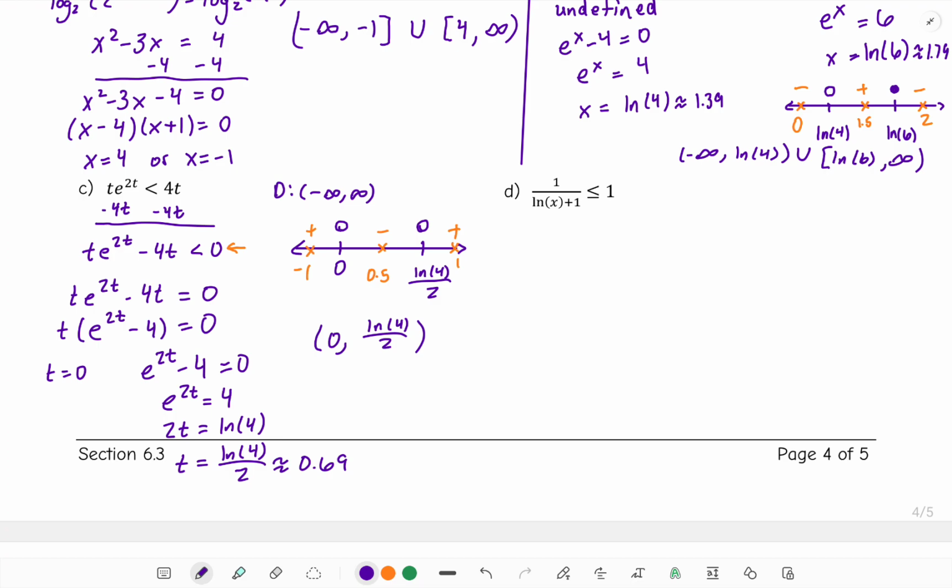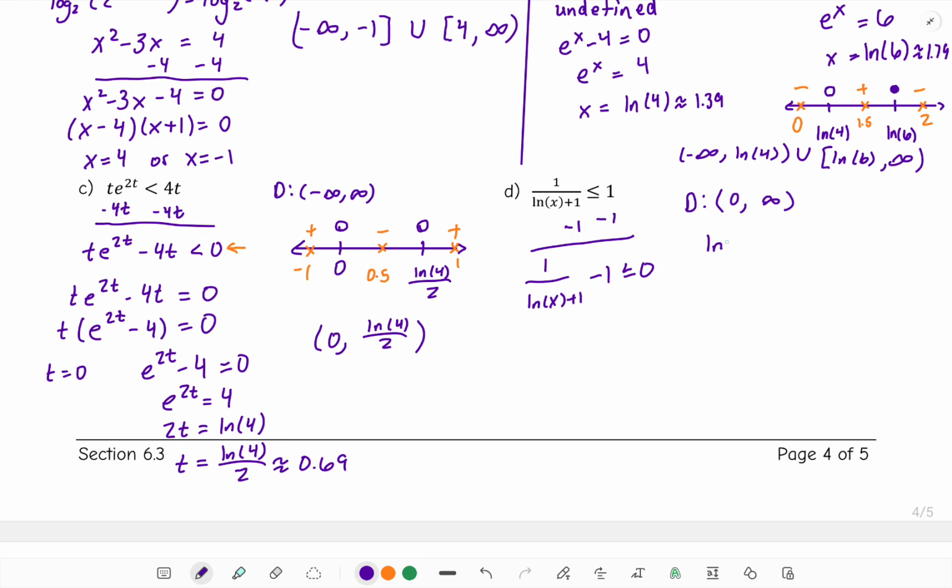Part D, again, do not multiply by the ln of x plus 1. Instead, we're going to subtract 1 from both sides. We get 1 over ln of x plus 1 minus 1 less than or equal to 0. Well, now we're worried about where it's undefined here. Well, the first thing we have is a logarithm. So because of the logarithm, I know right away the biggest my domain can be is 0 to infinity, not including the 0.